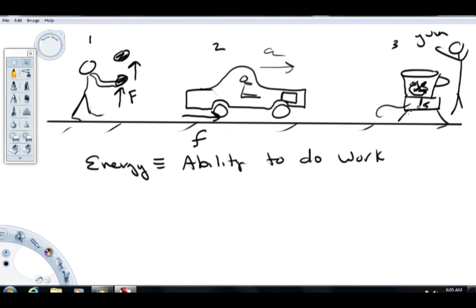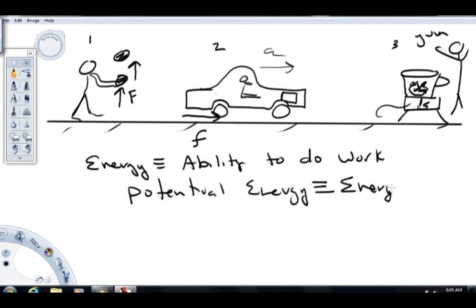Energy comes in two types. There's what's called potential energy. And I like to define potential energy like this. Potential energy is defined as energy due to position. And then there's what's called kinetic energy.